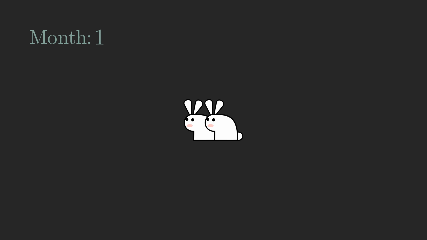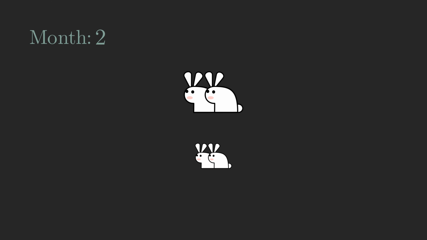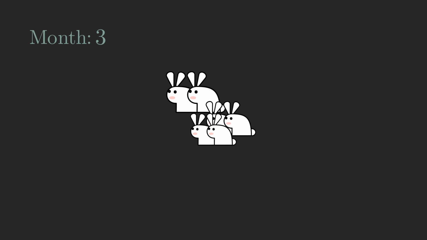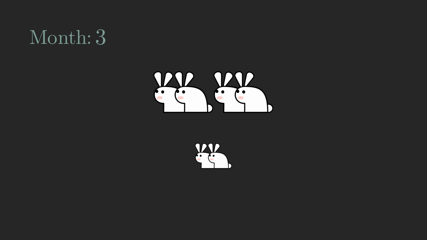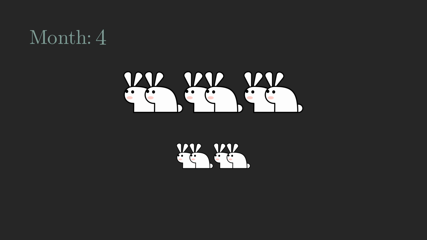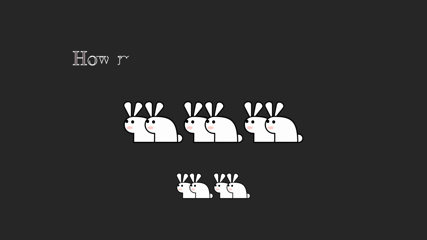On month 0, we start off with our pair of baby rabbits, 1 pair in total. On month 1, the pair is matured, but we still only have 1 pair. On month 2, they produce their first pair, so we have 2 pairs in total. And on month 3, the new pair has matured while the first pair produces another pair, bringing us to a total of 3 pairs.